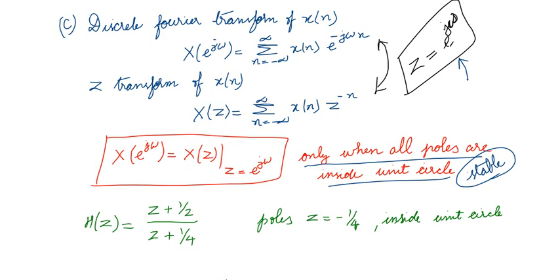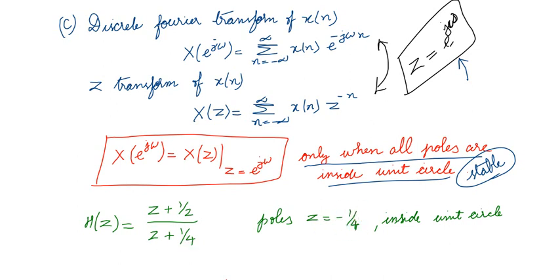In that case, I can substitute e power j omega in place of z. Now, for this problem, this is the system function. So what are the poles? Poles are nothing but the roots of the denominator, z plus 1 by 4. So the pole is equal to minus 1 by 4.